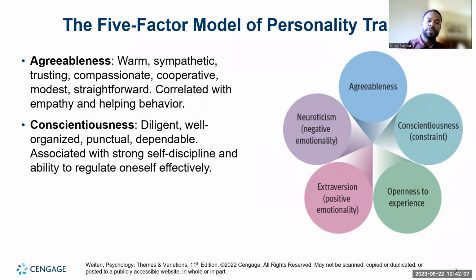Okay. You have agreeableness and then you have conscientiousness. And again, all of these individual variables are combined into one single factor. So you have compassion, cooperativeness, and straightforwardness. You have diligence, organization, punctuality, and dependability for conscientiousness. And again, all of these are the basic personality traits for individuals, and they've been studied for decades.